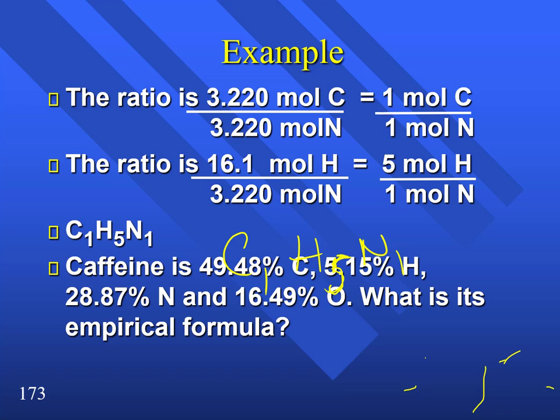So let's try one of my favorite chemicals. Caffeine. Liquid sleep. No. Caffeine is 49.48% carbon, 5.11% hydrogen, 28.87% nitrogen, and 16.49% oxygen. What is its empirical formula?